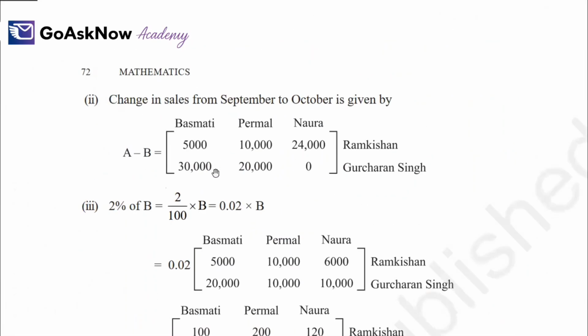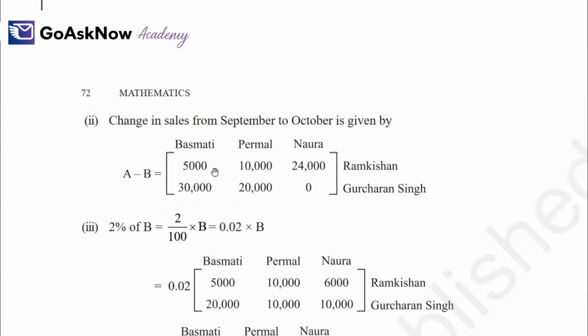Okay, and change in sales. Second part is change in sales from September to October is given by. So here A plus B you have already found out. Now here you have to find out A minus B. So A minus B will give you what? 5,000, 10,000, 24,000, 30,000, 20,000, and 0. Okay. So I hope that you got it, how the elements of your required change in sales are calculated here.